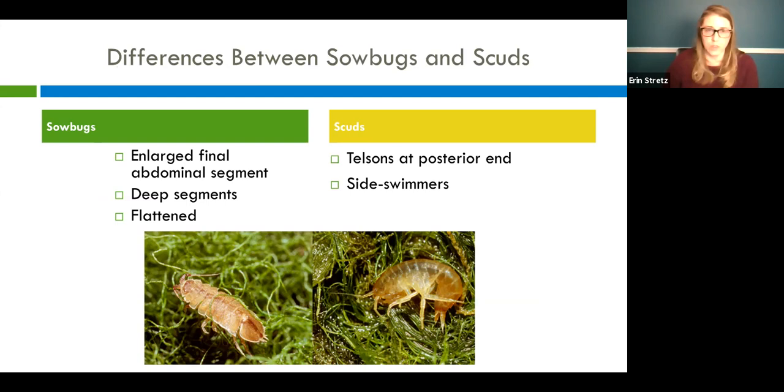So here's a look at these side by side. They don't look super similar, I think, in these pictures here, but in person, it may be harder to tell. So for the scuds, the movement is going to be super helpful, looking for them swimming around on their side in your tray. And the sow bugs are flattened from top to bottom, and they will always have that large abdominal segment right at the end of the body.